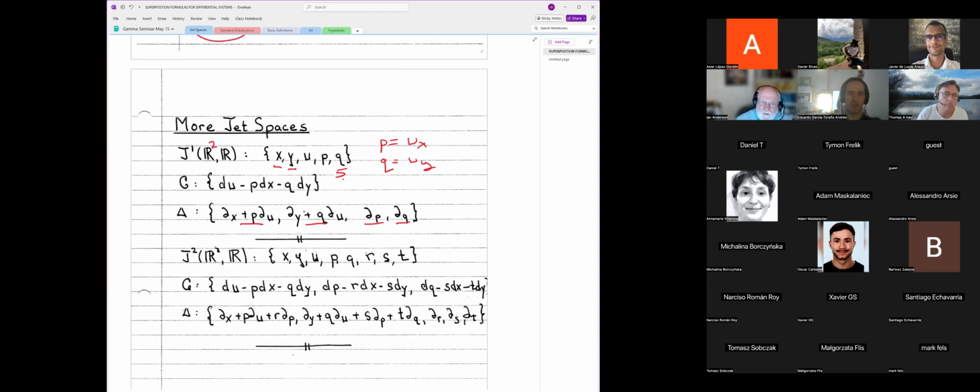Oh, there's a typo here. This is R2 to R. And we're going to need a bunch more as we go forward, but here's one more. This is the jet space from R2 to R. It's 8-dimensional. x, y, u, p, q, r, s, and t. And the contact system on this jet space consists of these forms: du minus p dx minus q dy, dp minus r dx minus s dy. That's telling us that r should be thought of as the second x derivative, s should be the mixed partial, and t should be the double partial with respect to y. Okay, so this is a contact system in the Pfaffian system of rank 3. The annihilator here consists of 2 total derivative operators right here.